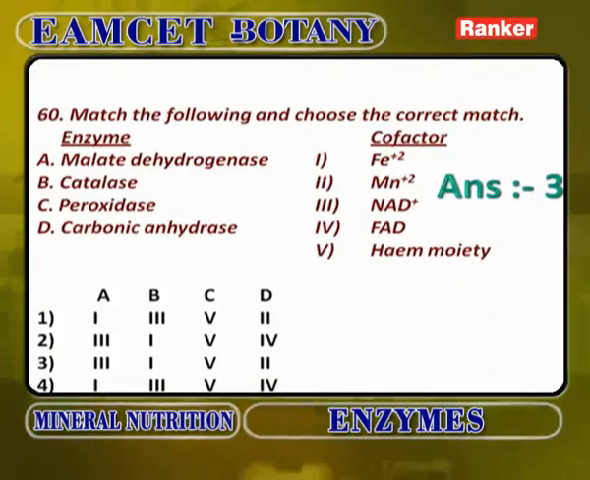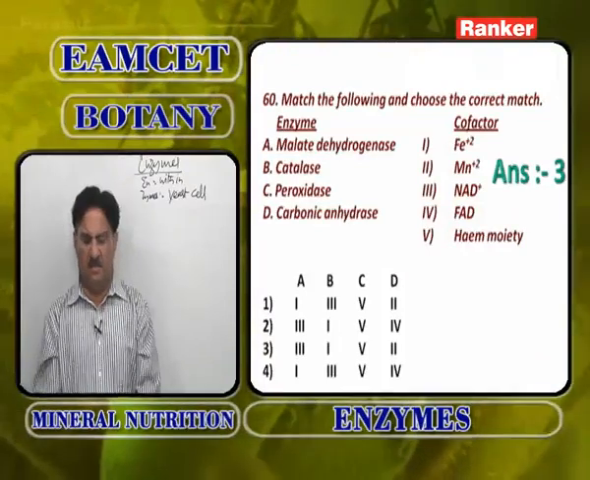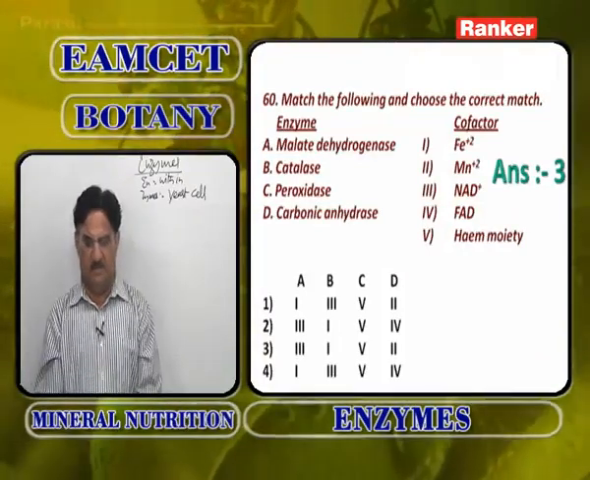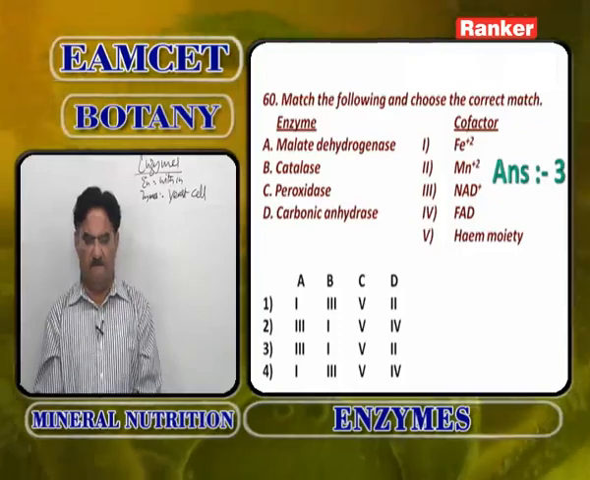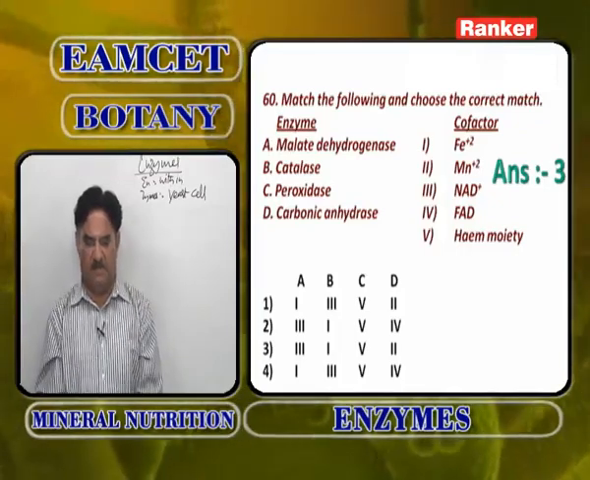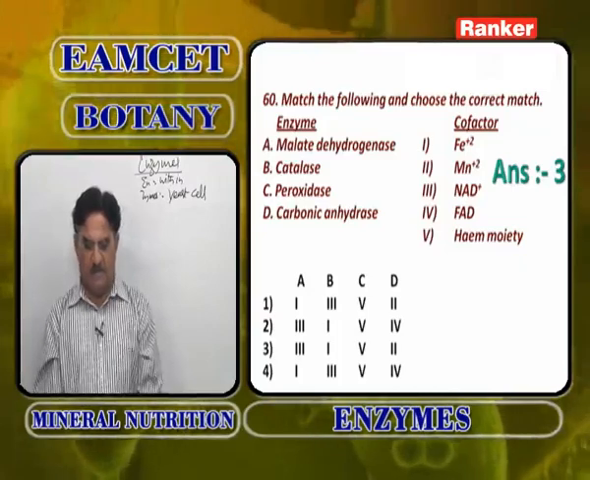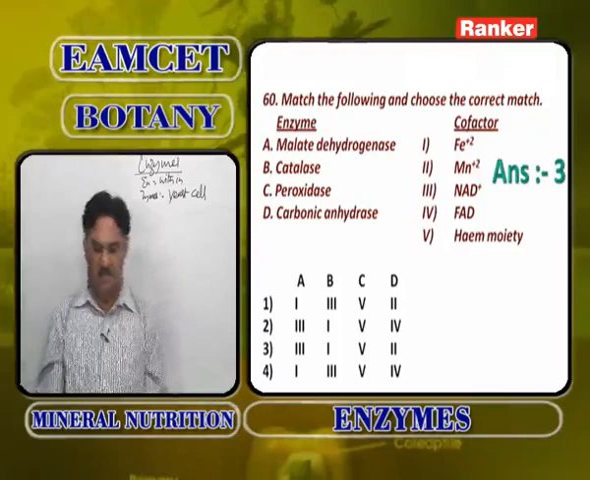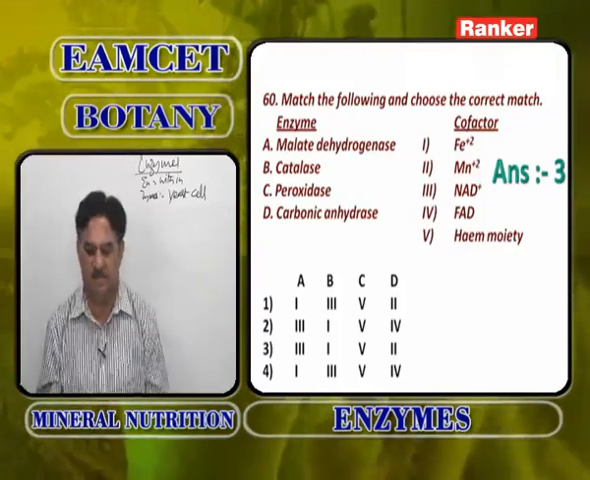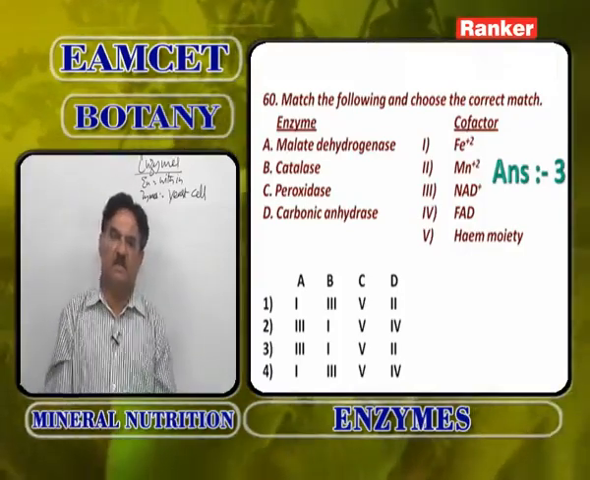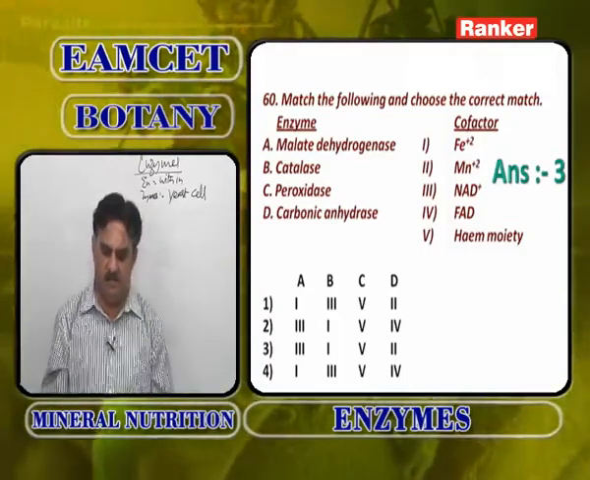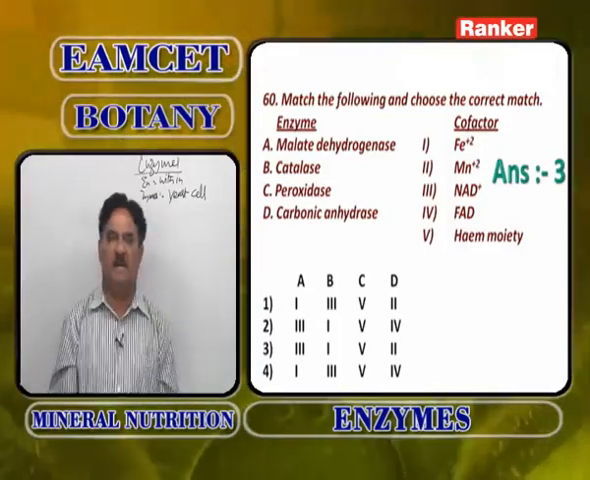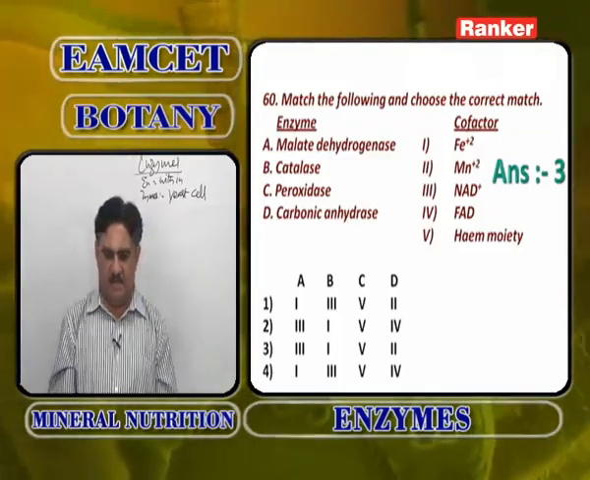Another match the following. Malate dehydrogenase, catalase, peroxidase, carbonic anhydrase. For this answer, A3, malate dehydrogenase is NAD+. Malate dehydrogenase removes hydrogen from malic acid and adds it to NAD, forming NADH2. Catalase, iron. Catalase is activated by iron.